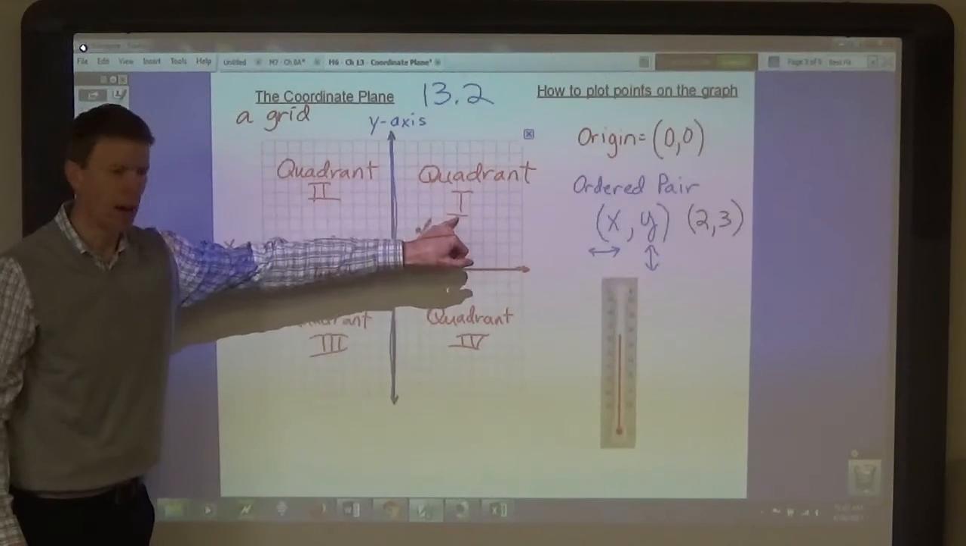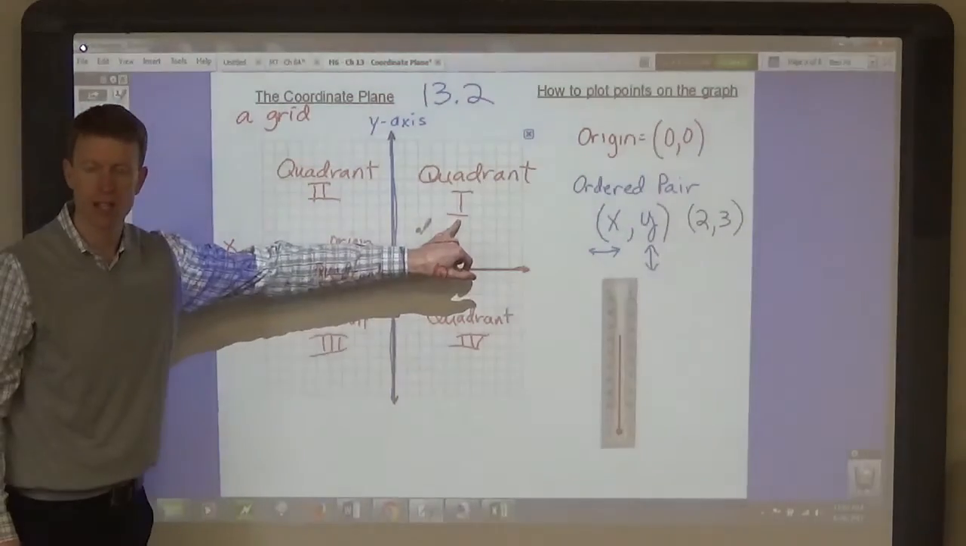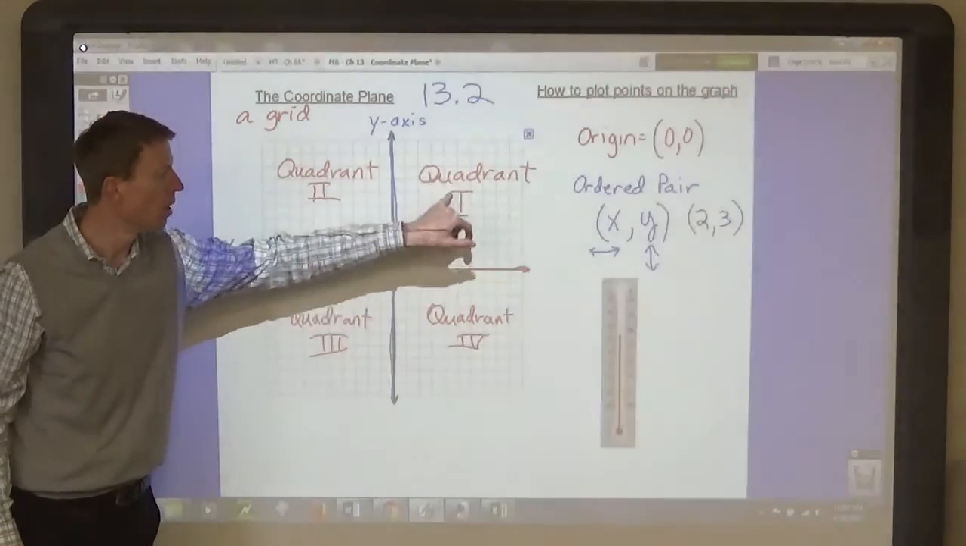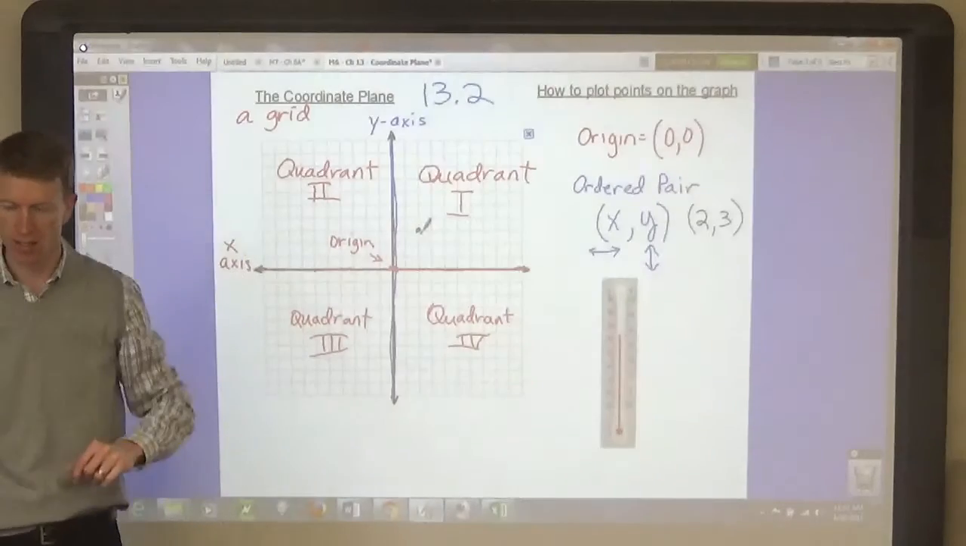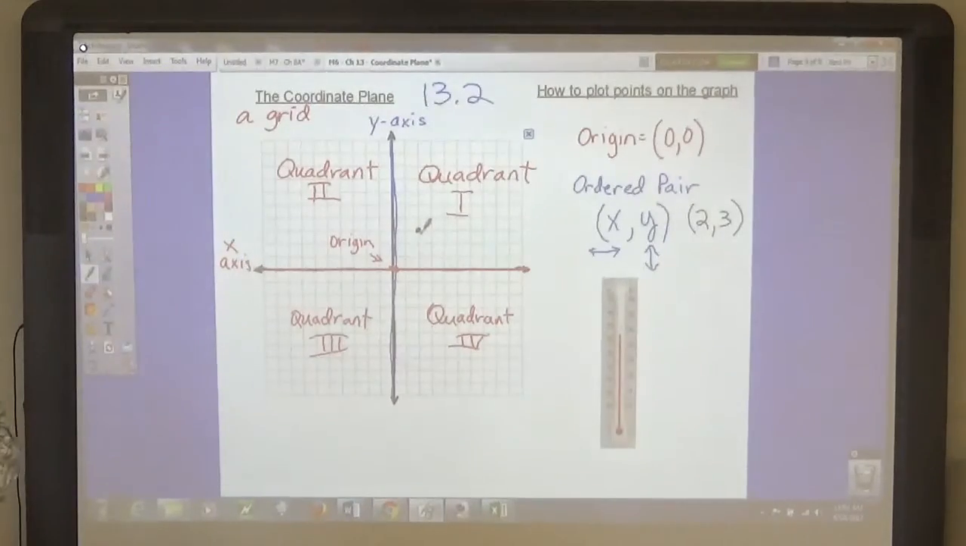This point is in quadrant 1. Notice that the 1 is written as a Roman numeral 1. When you're writing quadrants, you're writing them as Roman numerals. Okay?